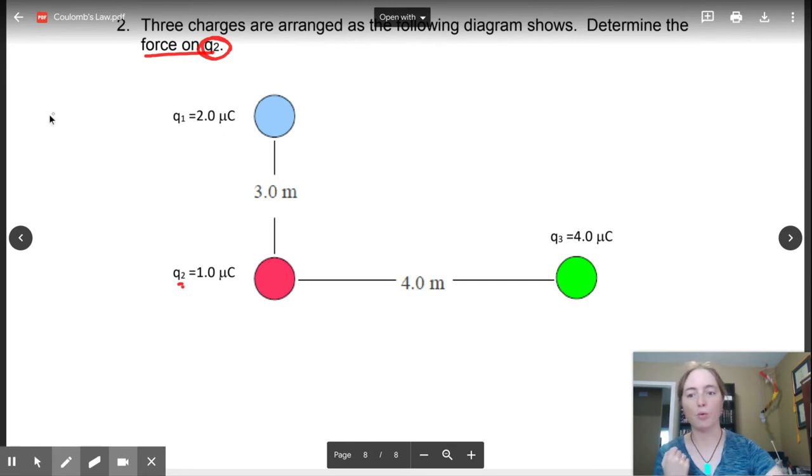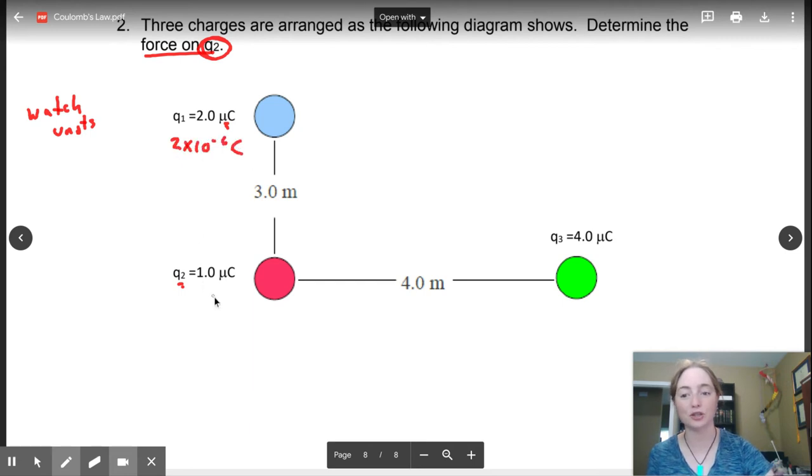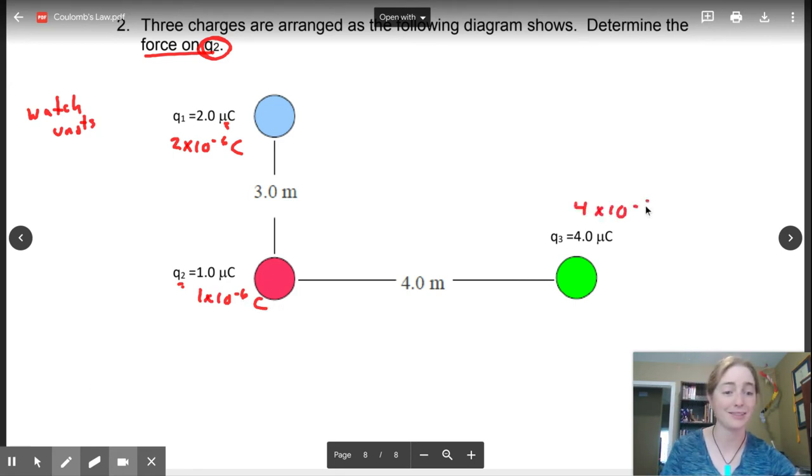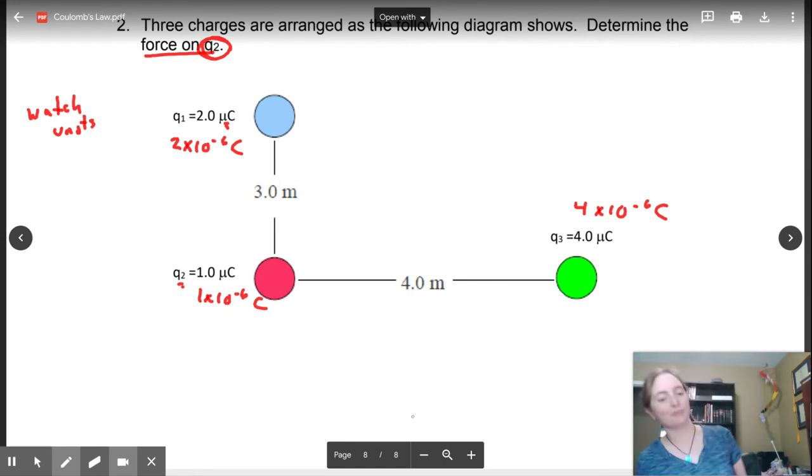Now, once again, watch your units. Always watch these units. We've got microcoulombs, so you're going to have to convert these units. Micro is times 10 to the power of negative 6. So this is actually 2 times 10 to the power of negative 6 coulombs. You can convert these units right now. That's what I would do, just get it done. I am making the assumption at this point that you guys are comfortable with converting units like that. If you are having grief with it, make sure you come see me, and we can get it figured out.